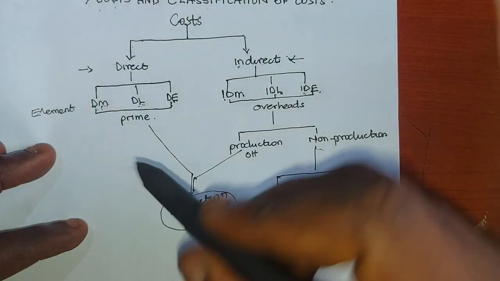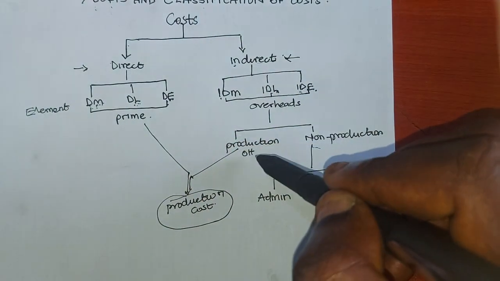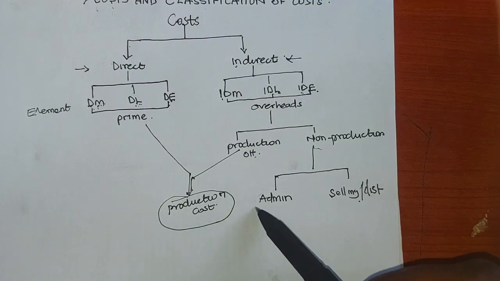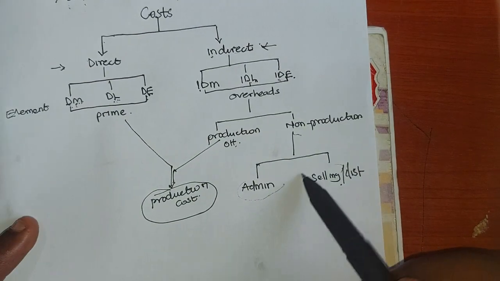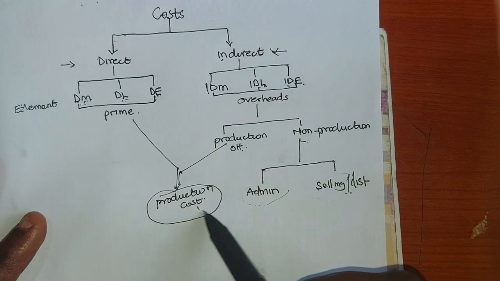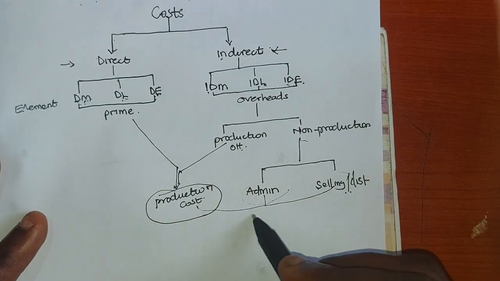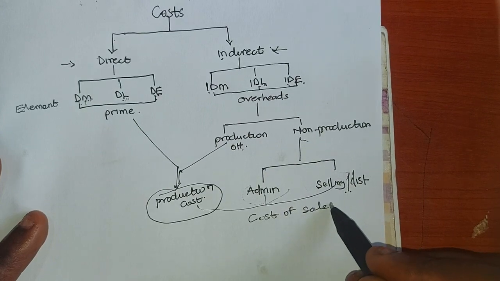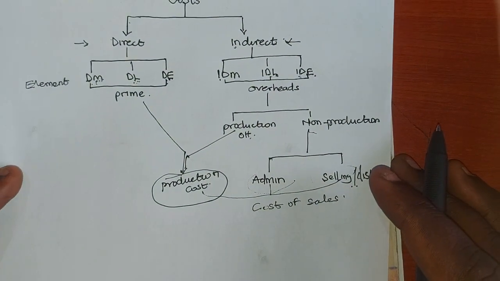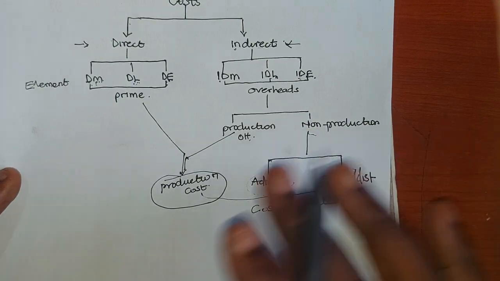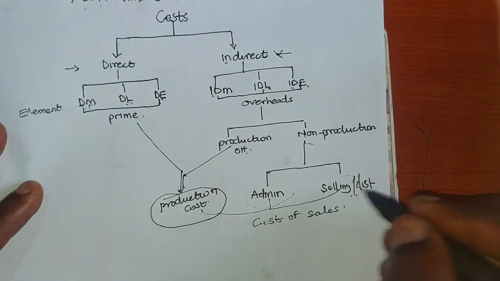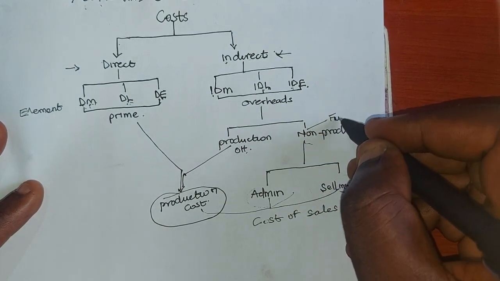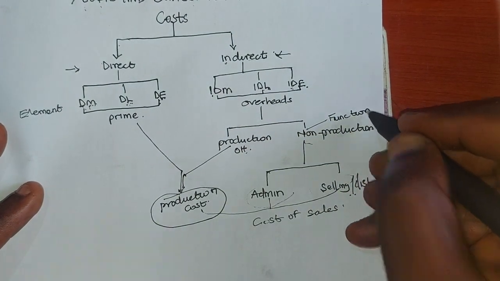So production cost is the addition of prime cost and production overheads. All right. So we have the admin overheads, the selling plus distribution. When you add these three together, it's going to give you your cost of sales. Cost of sales. So students should take note of that. Now, this classification is known as according to function.